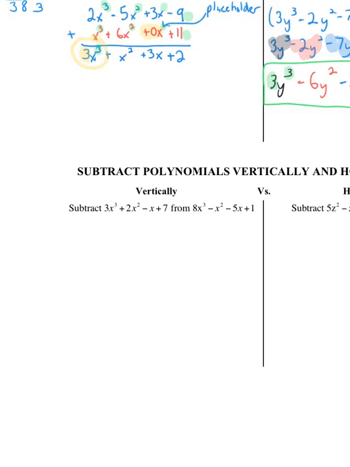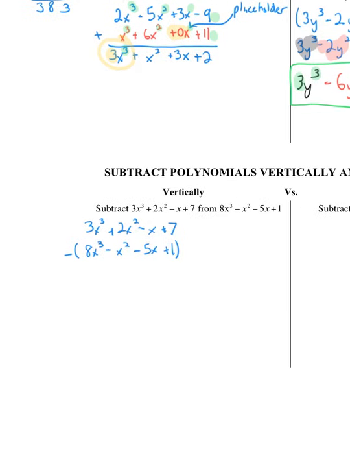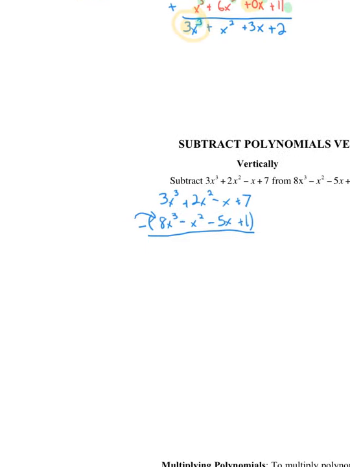Okay, next thing, subtraction of polynomials, vertical subtraction. This one's going to be the same idea: 3x cubed plus 2x squared minus x plus 7, and I'm going to do minus 8x cubed minus x squared minus 5x plus 1. The big important thing I have to do with subtraction is distribute this negative. It's going to change all of the signs.